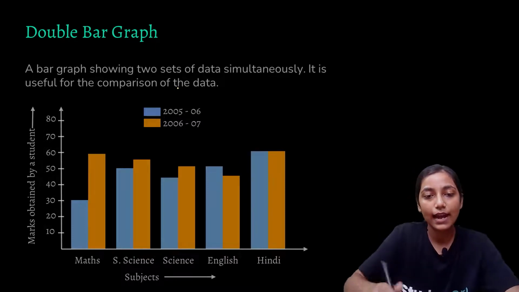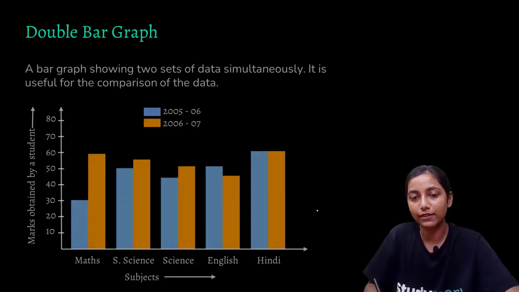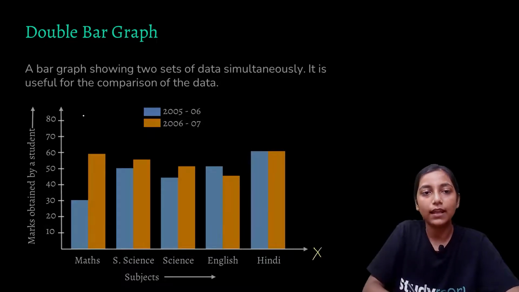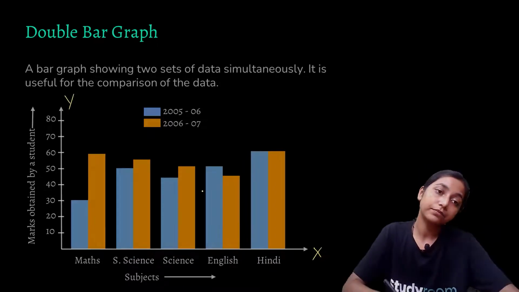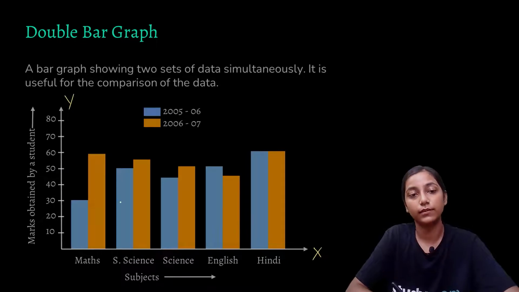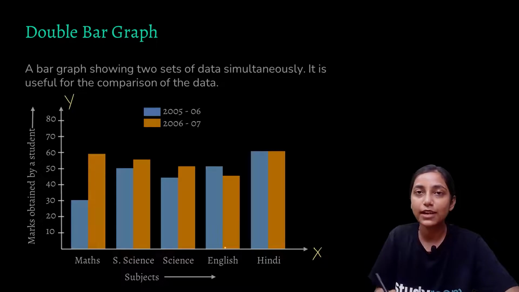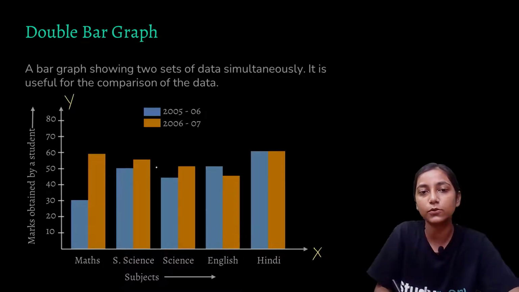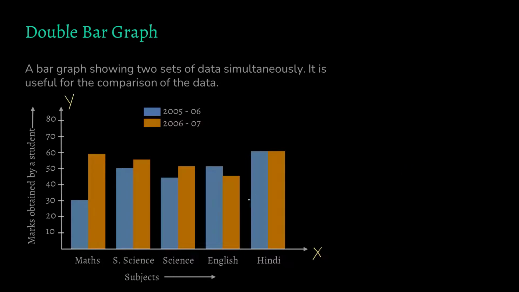So you can see that on the x-axis we are provided with the subjects, and what do we have on the y-axis? You can see that we have the marks obtained by a student. So these are the marks obtained by a student, while these are the subjects in which the marks are obtained. This blue represents 2005 to 2006 year, and the orange one represents 2006 to 2007.